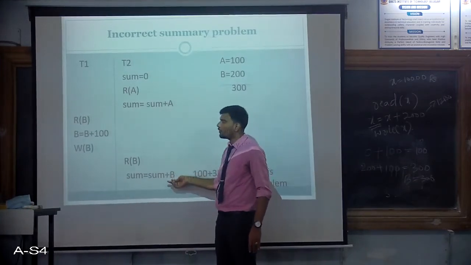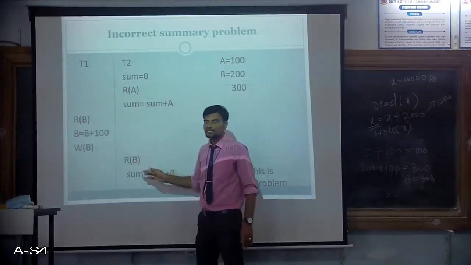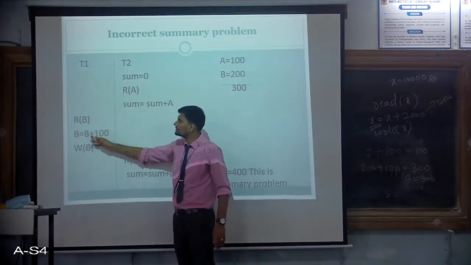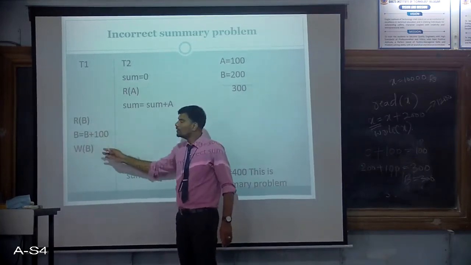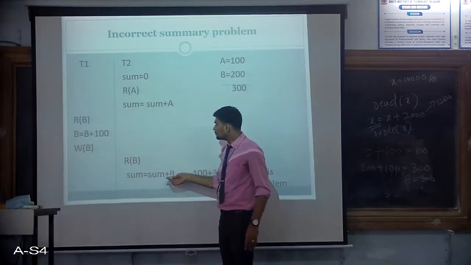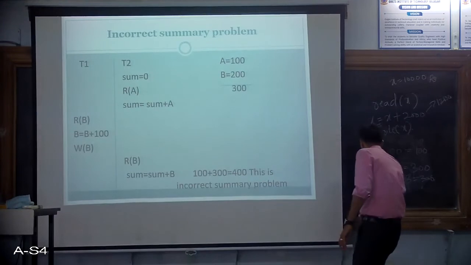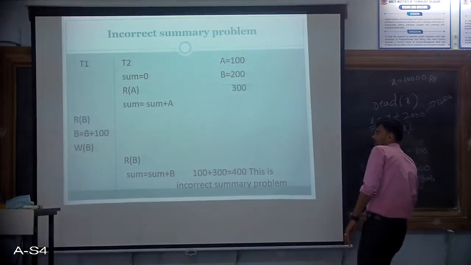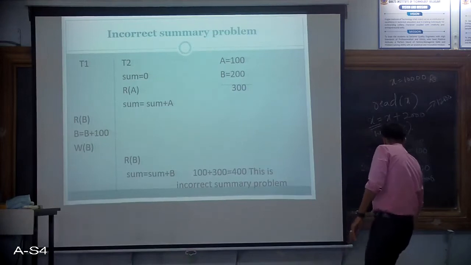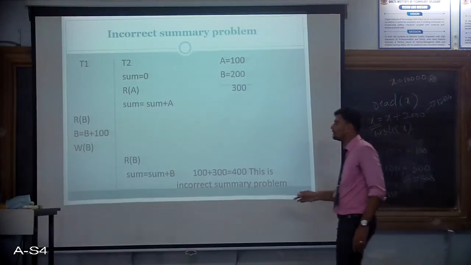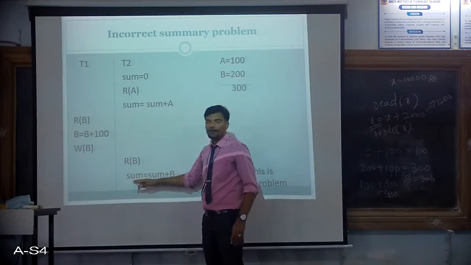But the B value has changed, right? In transaction T1 we have updated the B value, so now it is 300. So 300 plus 100 is what? The sum value is now 100 and the B value is 300, so now the value is 400. The sum value is 400.